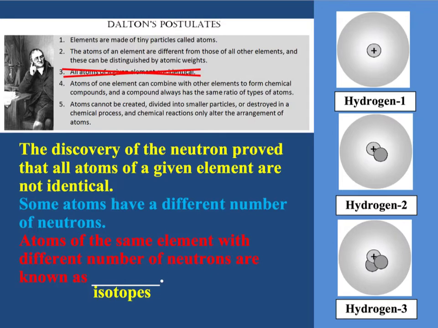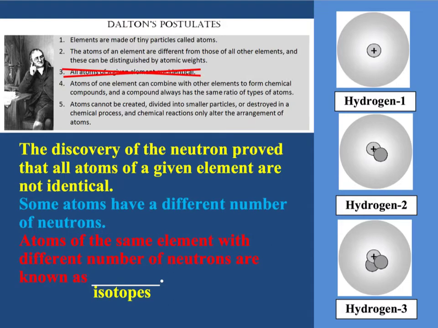So all carbons are not identical. All nitrogens are not identical. All oxygens are not identical. Some atoms have a different number of neutrons. So their proton number is the same, their electrons are the same, but their neutrons, that number is different.